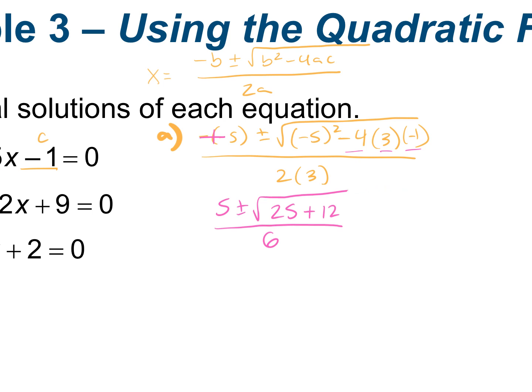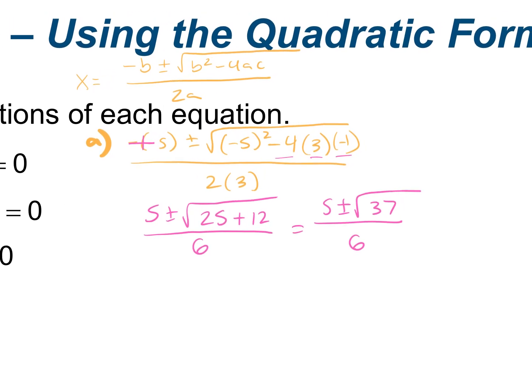So let's simplify this a little bit more. 5 plus or minus the square root of 37 over 6. Can I simplify the square root of 37? No, 37 is prime. So we can't break that down. And then can I divide the whole numbers? No, no common factors there. So this would be our final answer. We can't simplify it anymore. So we are done here. So always check to make sure that you can't simplify anymore. You have to simplify completely.